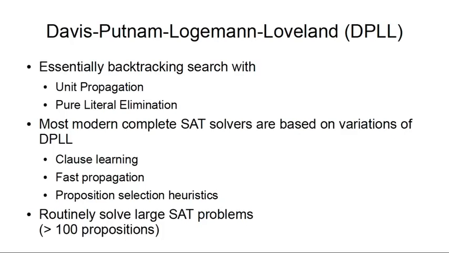If we do the basic backtracking search with the unit propagation optimization we discussed and another optimization called pure literal elimination, we end up with what's essentially the classic DPLL method. This is a very important method because most modern complete SAT solvers are based on some variation of DPLL with many more optimizations than we've discussed. And these SAT solvers are capable of solving large SAT problems.